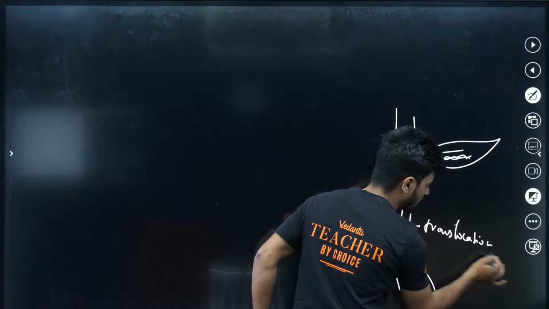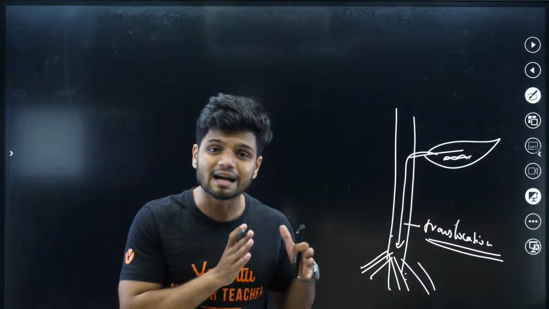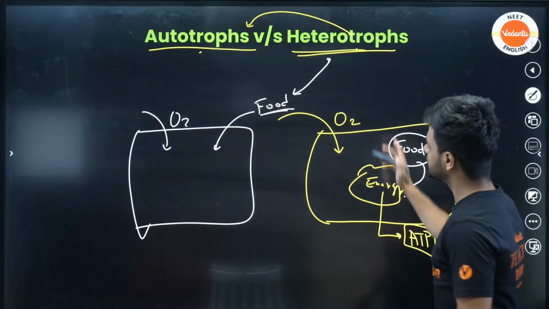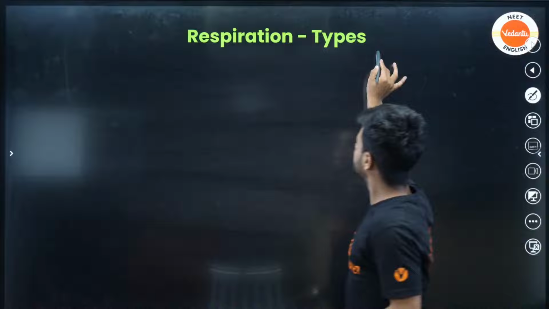Sir, why am I telling you all this? Because if you open your NCERT right now, keep your NCERT next to you, you will see everything written as such. I am following every line of NCERT today. That is the difference between autotrophs and heterotrophs. Now, the next concept given in your NCERT is the types of respiration.